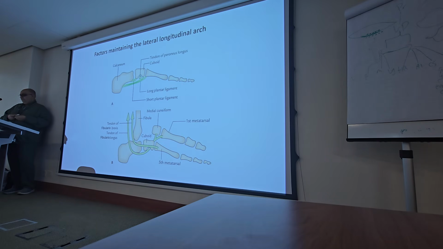Now this is another view. You just look at it. This is how you can see the tendon of fibularis longus. It goes across everything and gets attached onto the medial cuneiform and first metatarsal. And if you remember, on the medial cuneiform, we have the distal attachment of tibialis anterior. Are we clear?